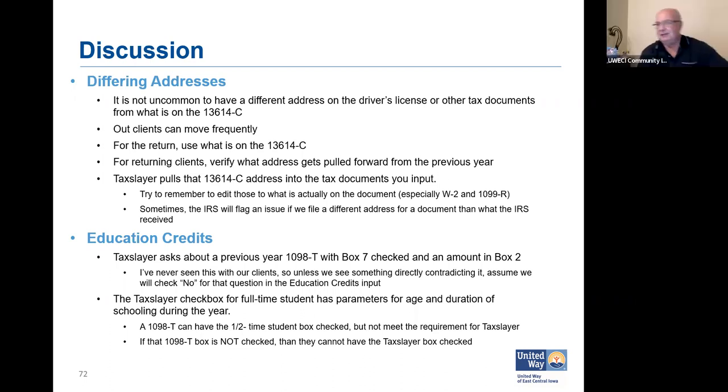Yeah. And the TaxSlayer checks box, they put it for a full-time student on that dependent information. That has parameters based on age and duration of how long they were in school during the year. So the 1098-T can have that half-time student checkbox checked, but it still doesn't meet the requirements to check that box in TaxSlayer. However, if that 1098-T box is not checked, then we will never check that TaxSlayer box.